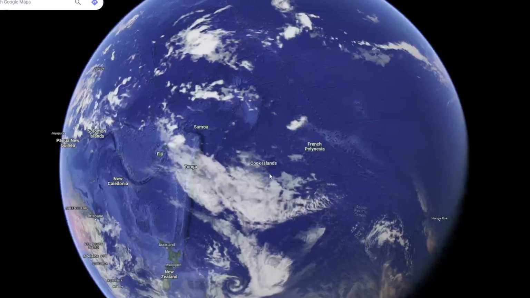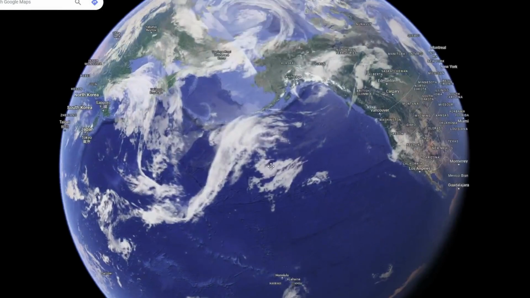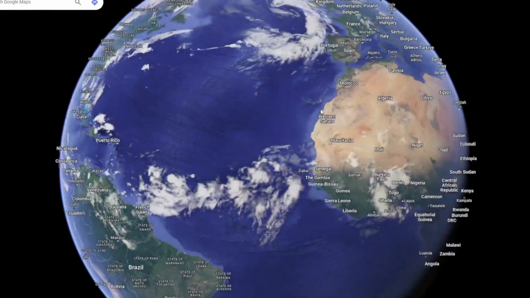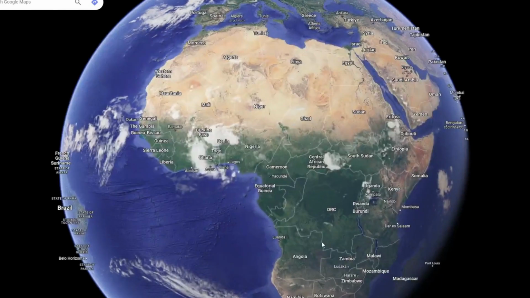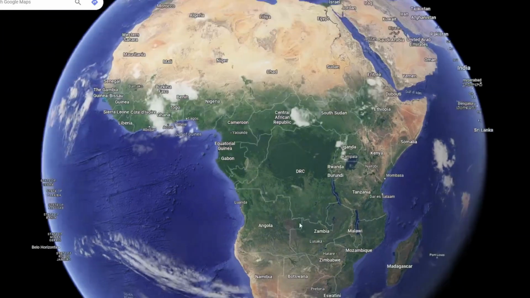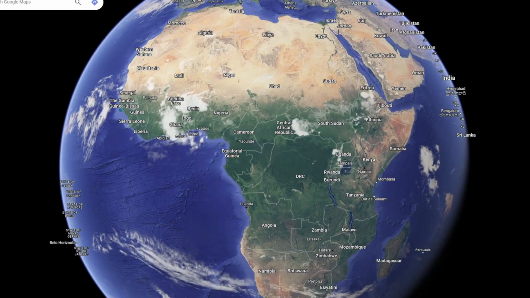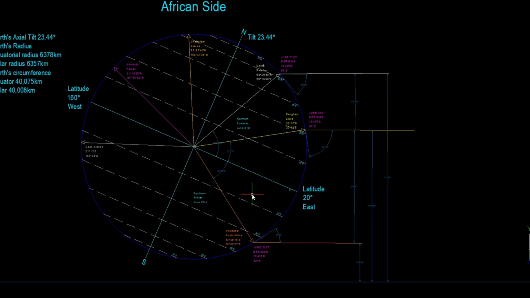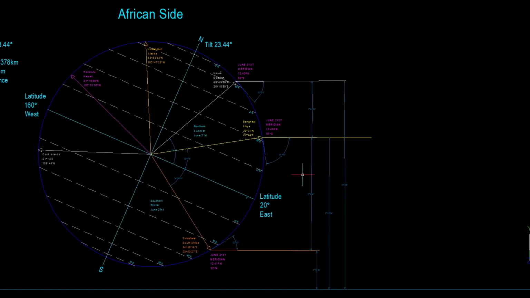So as you can see, I've split the planet straight down the center, and this 20 degree line lines up with the 160 degree line on the other side, because obviously it's 180 degrees apart. So what's actually happening is here is the African side that's tilted down. This obviously is for a northern hemisphere summer.